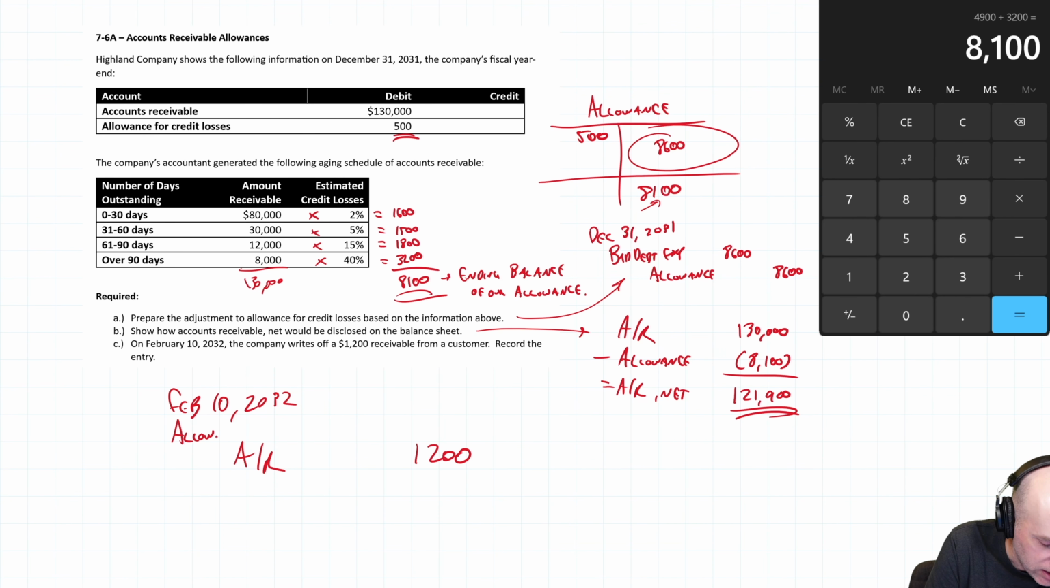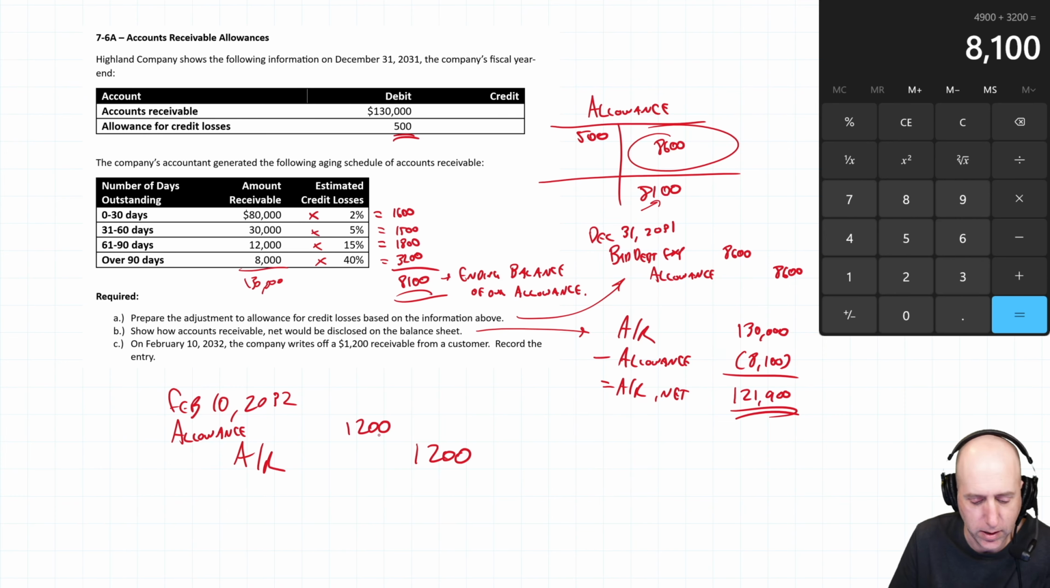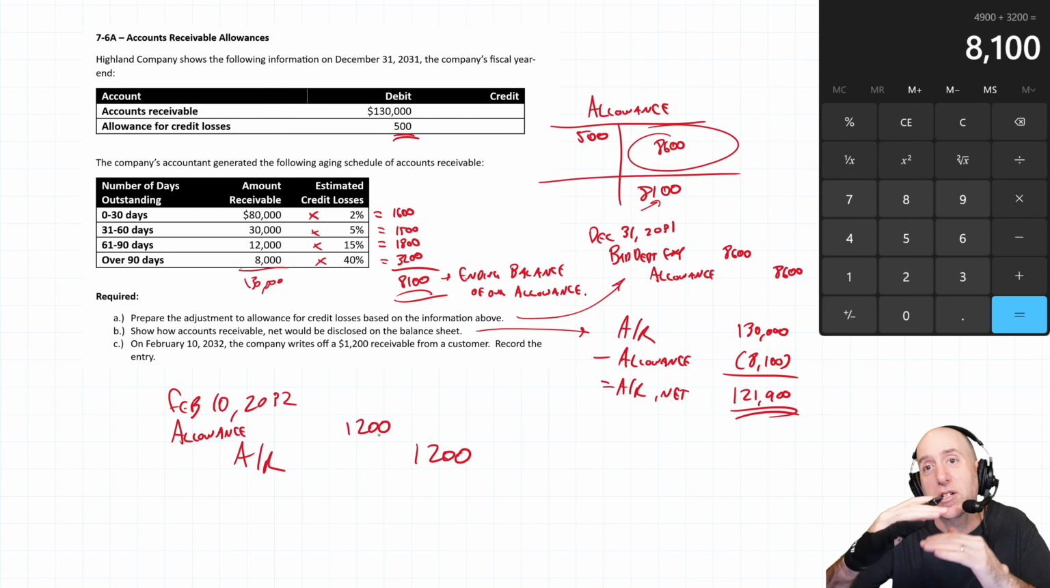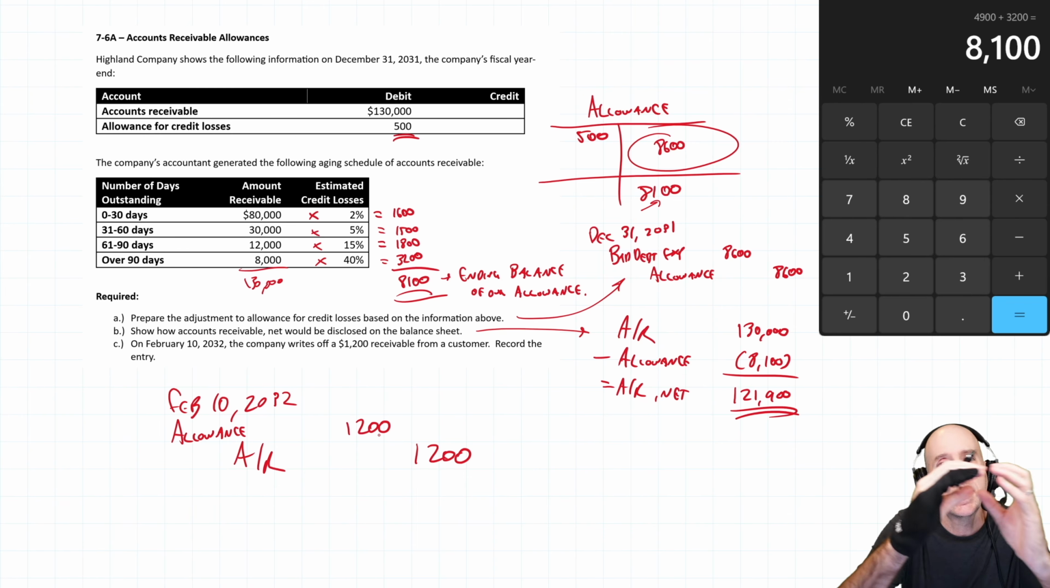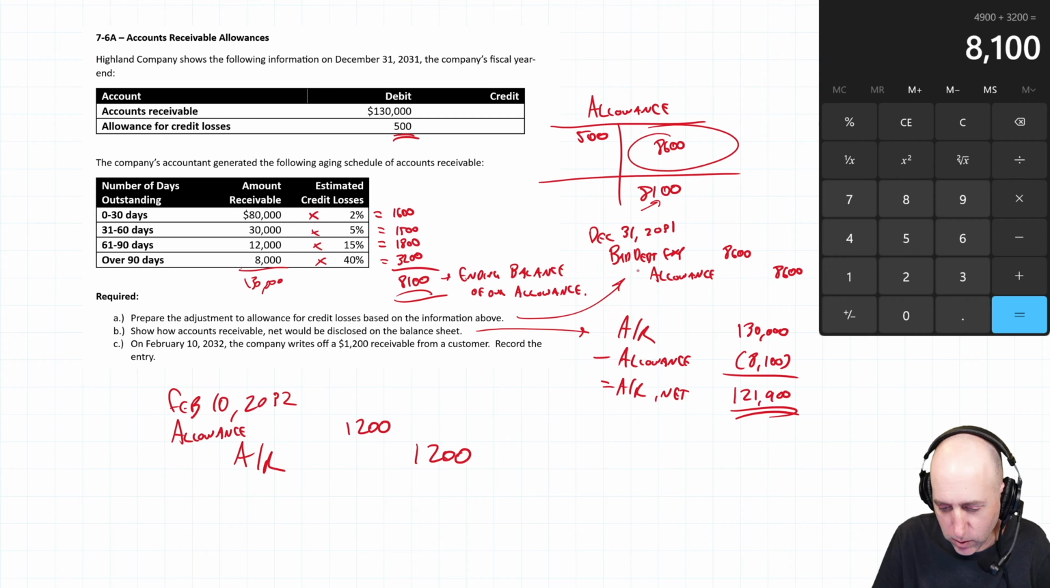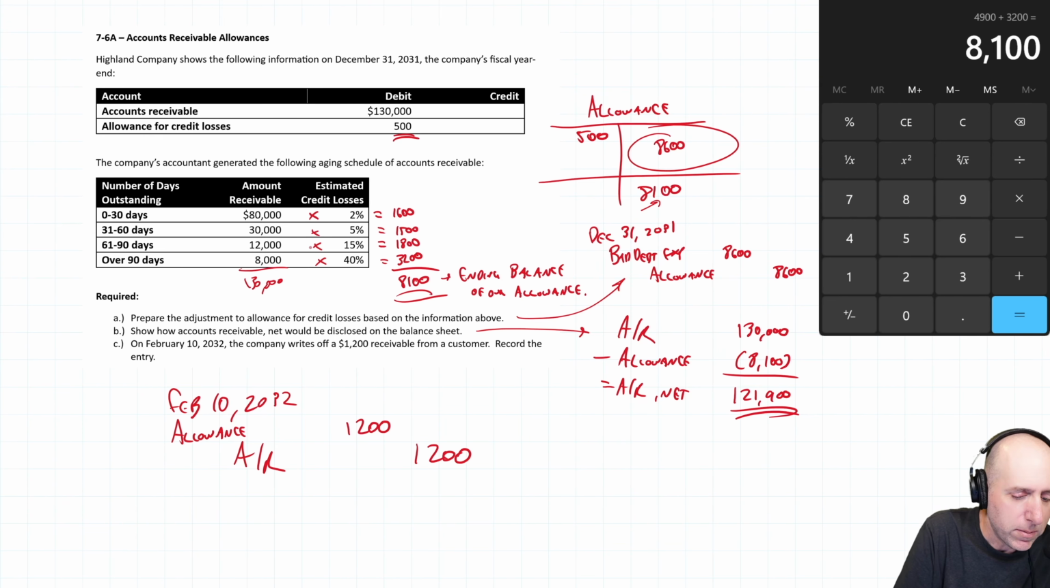You don't debit some expense. You don't debit the bad debt expense. You say, oh, I've set up the allowance, and now I'm using the allowance. And the reason we don't debit the expense is because of the matching principle. I've got to record my expenses in the same year as I recorded the revenue. So we record the bad debt expense on December 31st, 2031, the same year we made all of the sales that created these receivables.